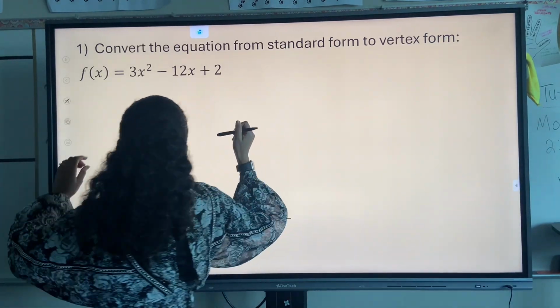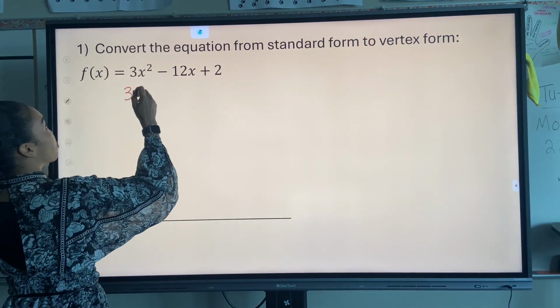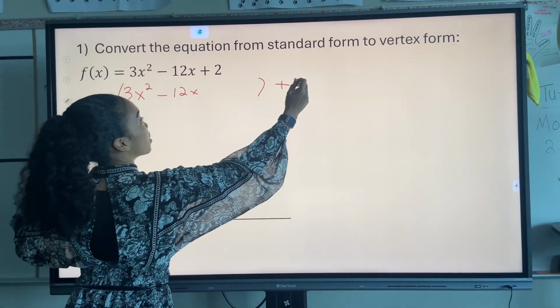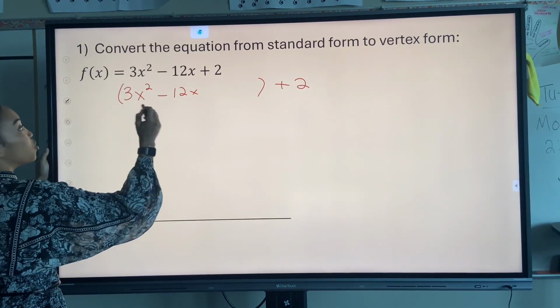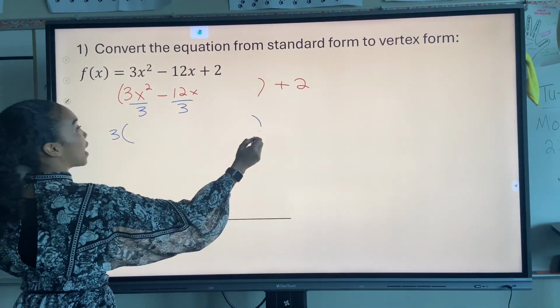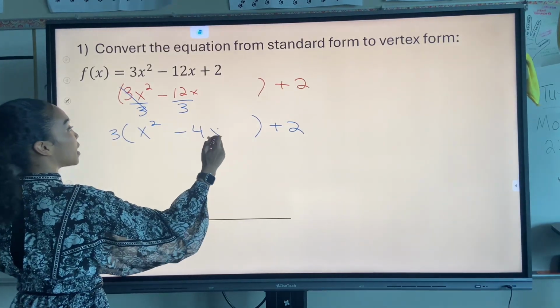The first question, we converted standard form to vertex form. So you should have 3x squared minus 12x. You group those together, and the plus 2 is out here. You divide by 3, which is your a value. 3 is on the outside, and you are left with x squared minus 4x.